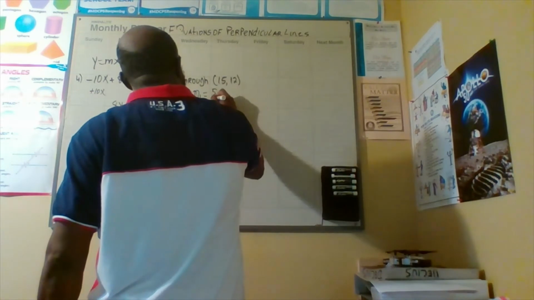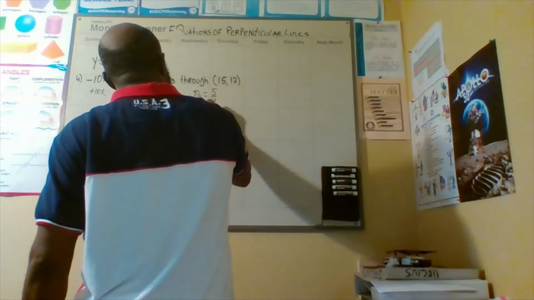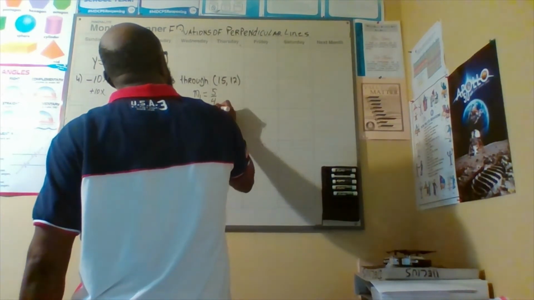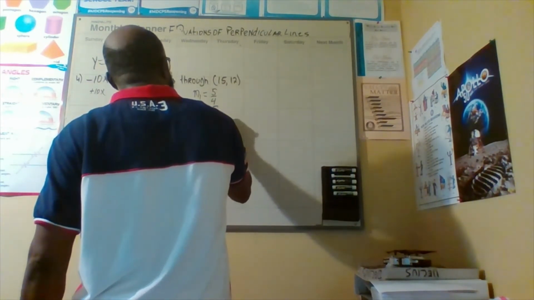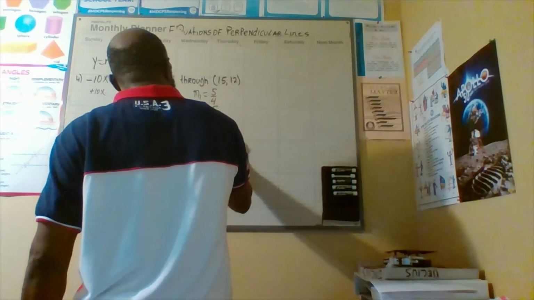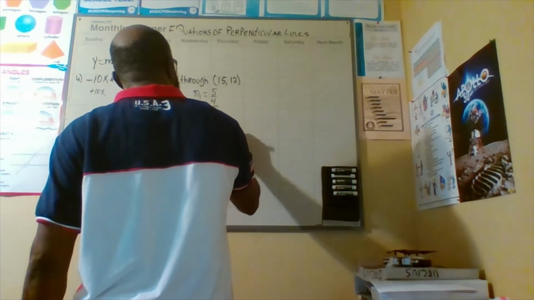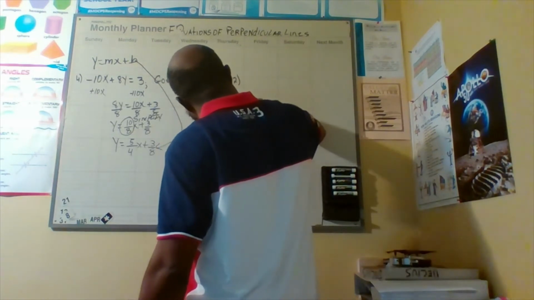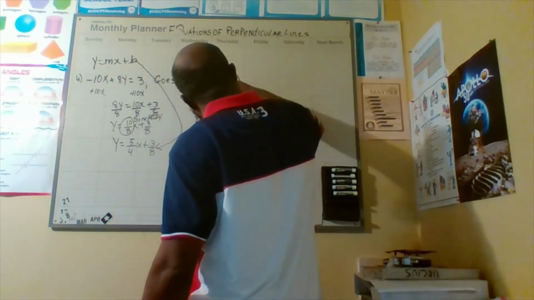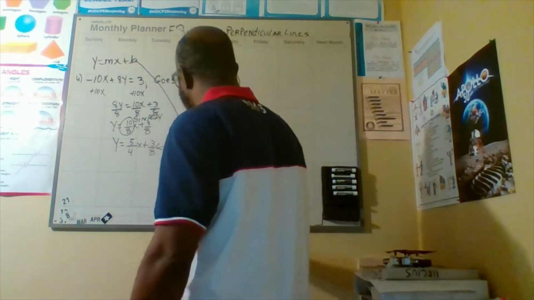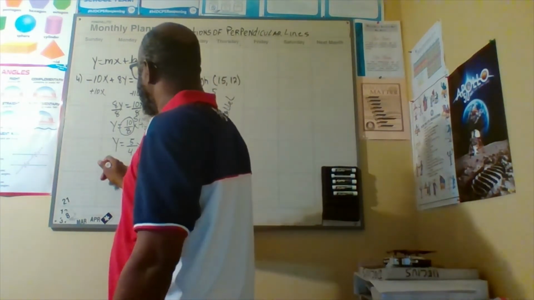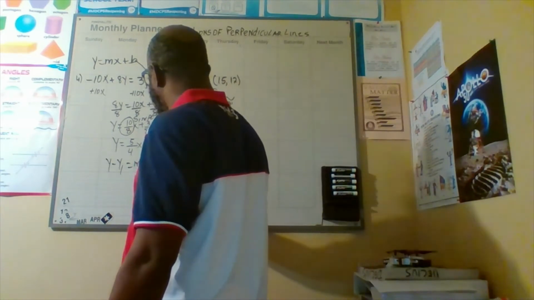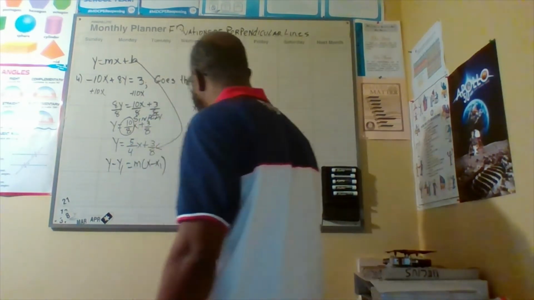This is for the parallel. For parallel, you do not do anything with your slope. Then I'm going to use my guideline, y minus y1 equal m times x minus x1, which is my point-slope form. Then I'm going to use this information. So I will have y minus 12 is equal to 5/4 times x minus 15.